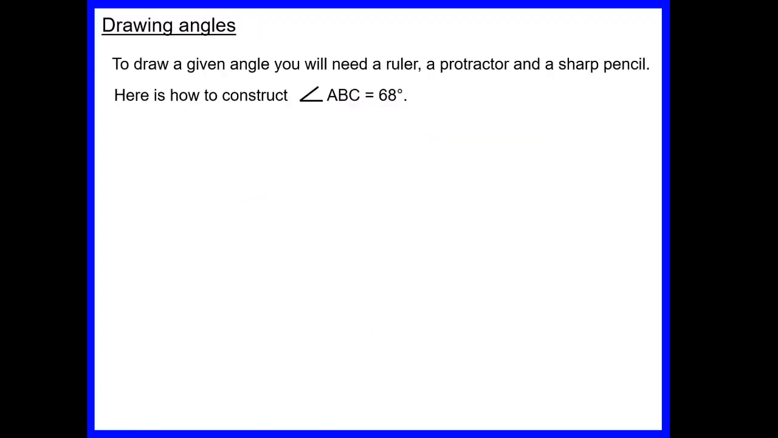Alright, we're now going to have a look then at drawing some angles ourselves. So to draw these angles then you're going to need a ruler, a protractor and a sharp pencil. We're going to have a look at how to construct angle ABC of 68 degrees. So this little symbol at the front tells us that we're looking for an angle. So it's one of the ways we describe an angle.